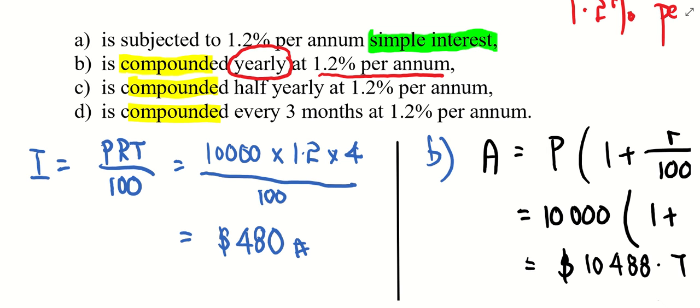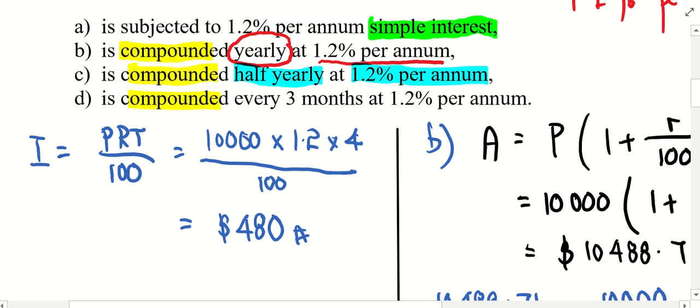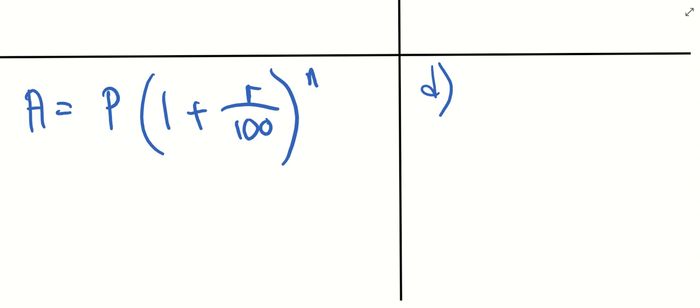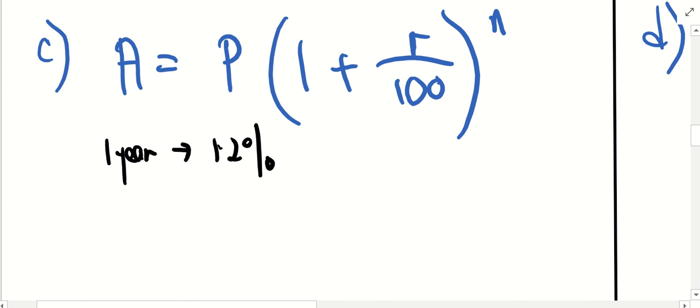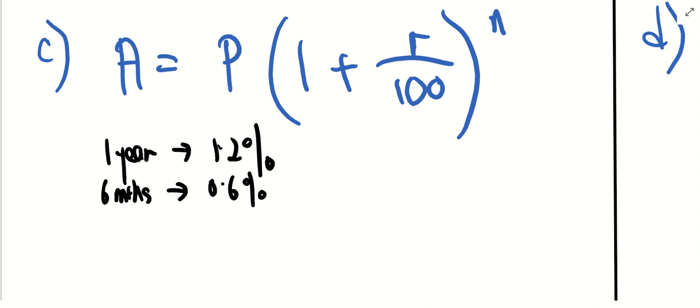Okay, let's look carefully at part C. It is compounded every half yearly, which you told me is every 6 months. But it's 1.2% per annum. Let me write down first. Per annum is 1 year. 1 year is 1.2%. But I'm not compounding every 1 year. I'm compounding every 6 months. In that case, I need to divide by 2. So it's 0.6%. So our rate of interest per period becomes 0.6.